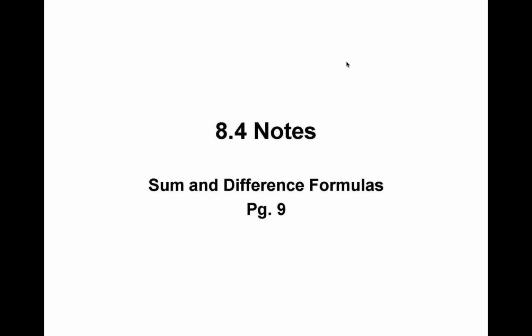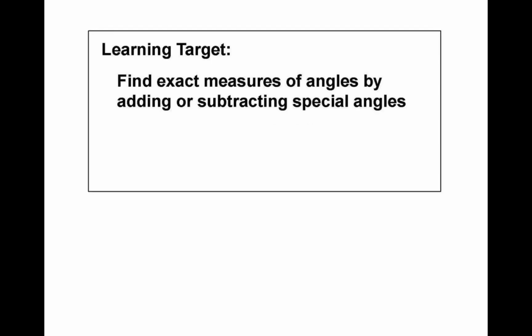All right, 8.4 notes, sum and difference formulas, page 9. So today we're going to find the exact measures of angles by adding or subtracting special angles. So these are all of the sum and difference formulas. I'm not going to go through and prove them with you, but just trust me, these are the formulas. You have to pay attention to how they're written. So some of it is kind of strange.